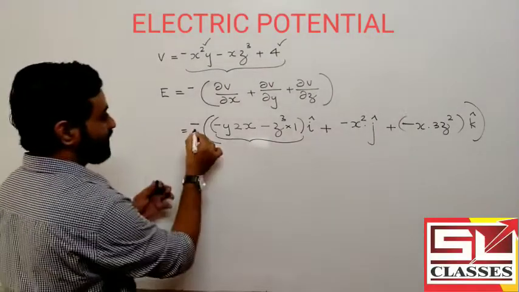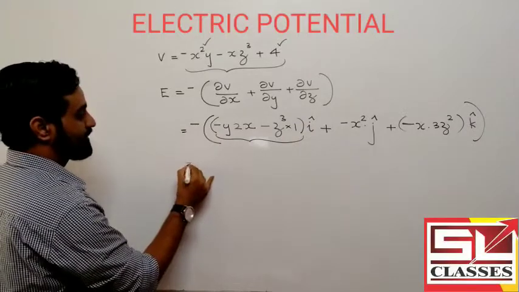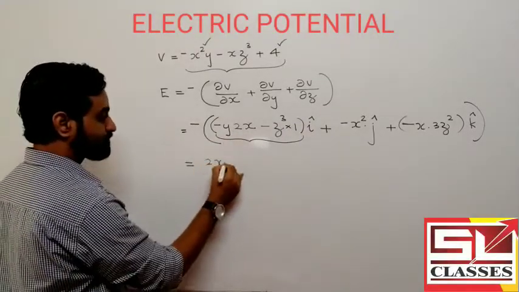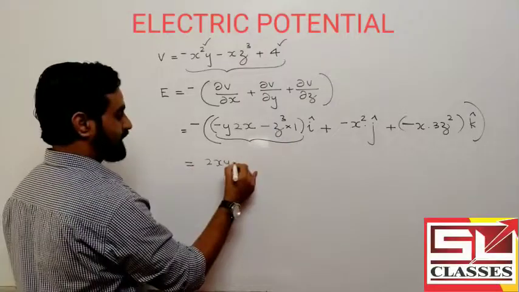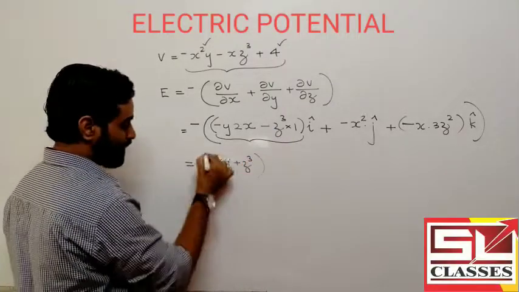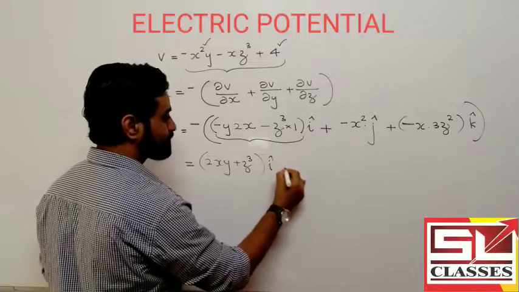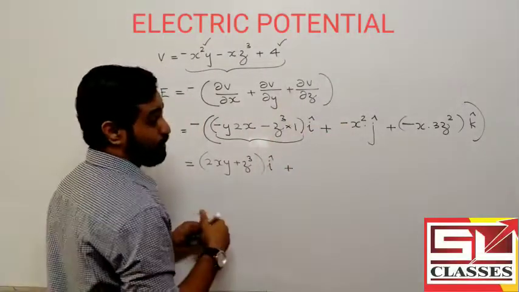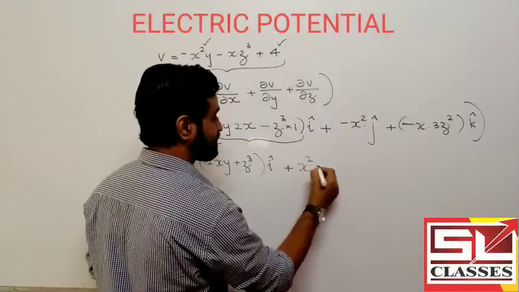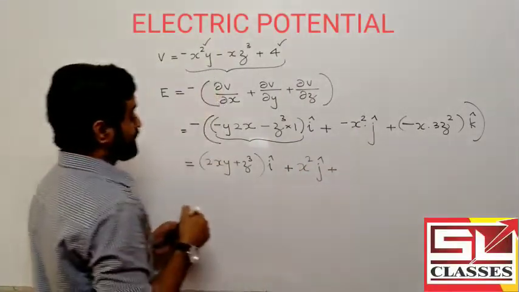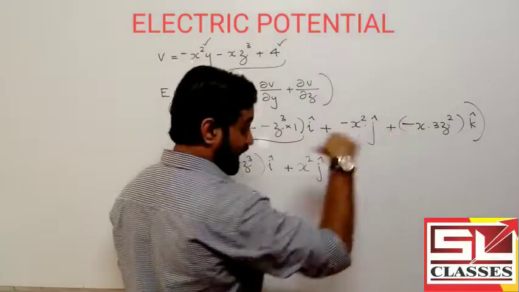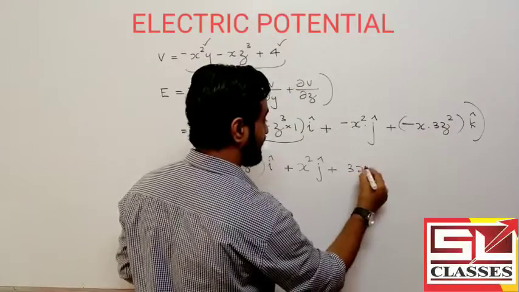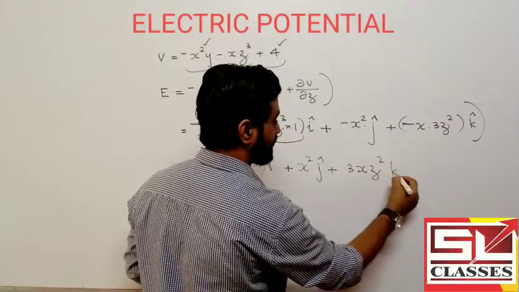So finally when we take this minus also, what do you get? This is equal to 2xy plus z cube into i cap, okay, plus this minus into minus again becomes plus, so x square j, plus this minus into minus again becomes plus, so 3xz square k.